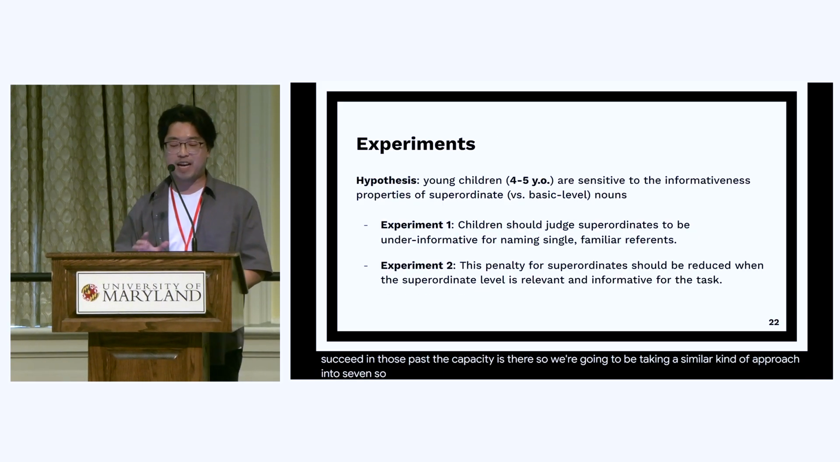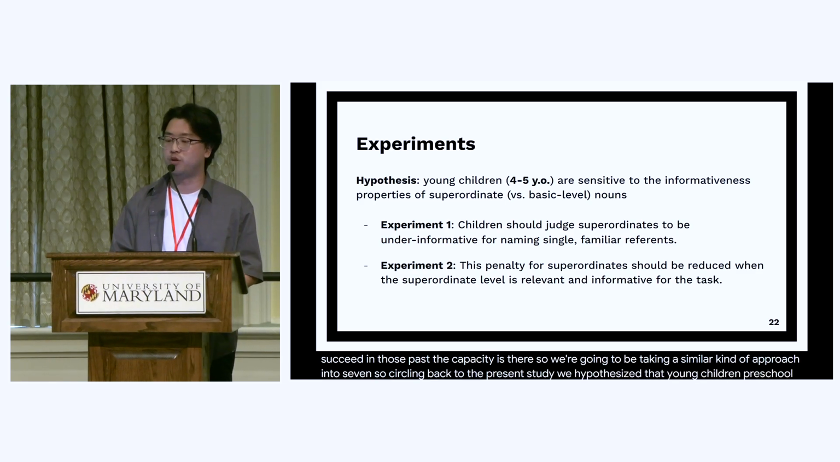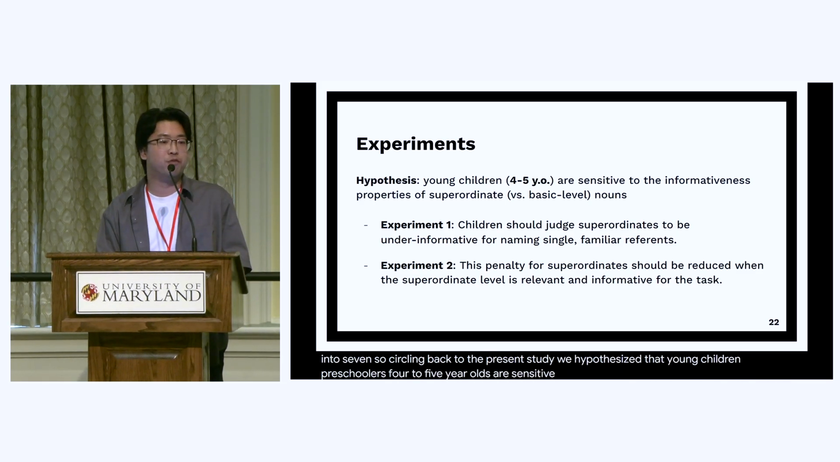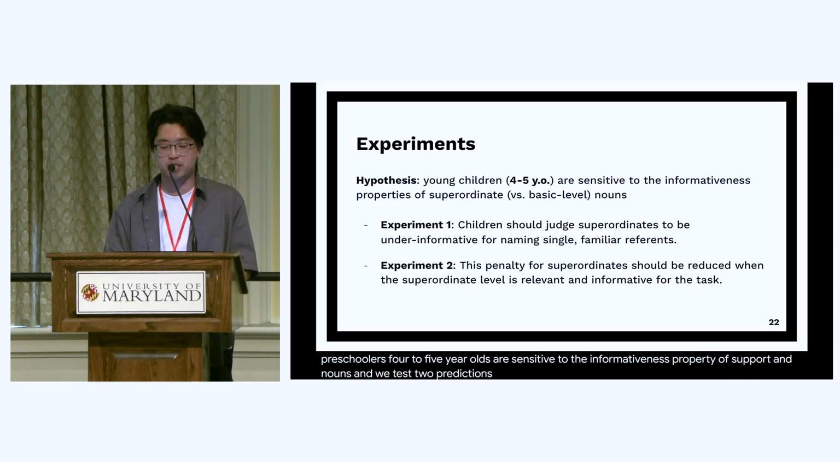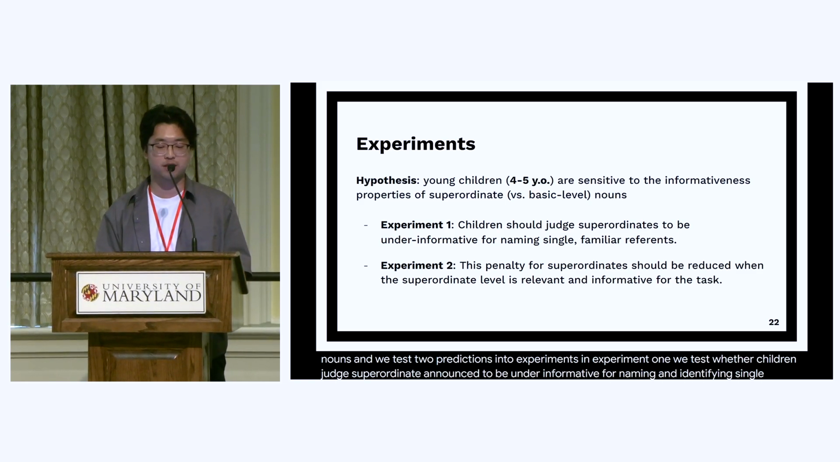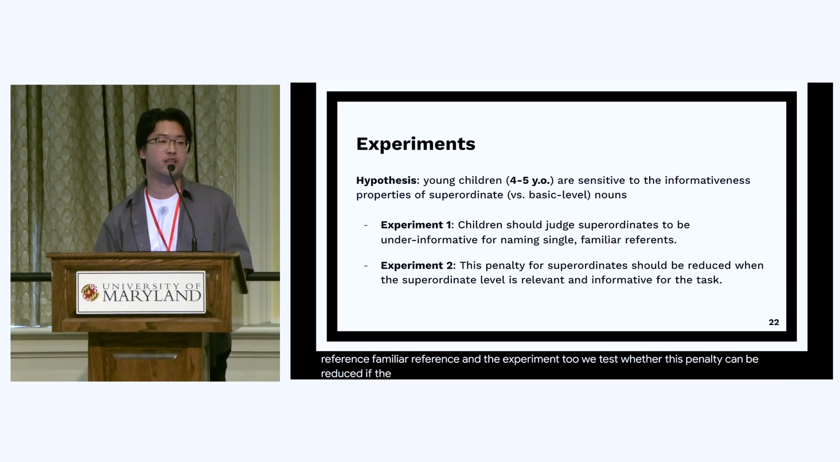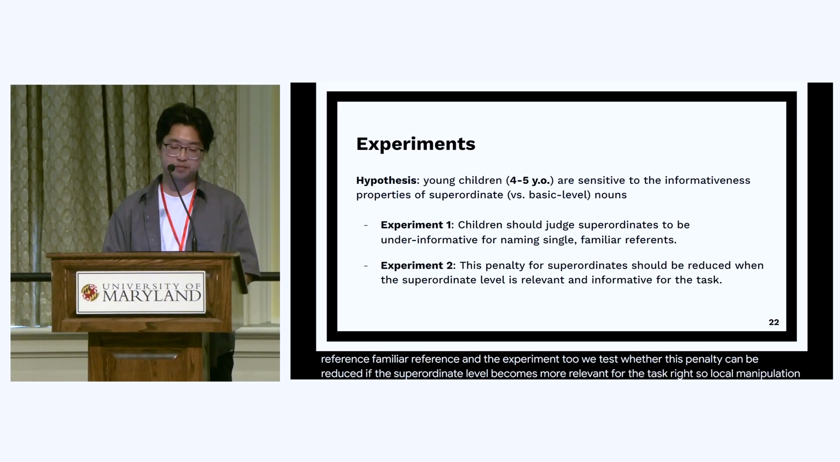So circling back to the present study, we hypothesized that young children, preschoolers, 4 to 5-year-olds, are sensitive to the informativeness property of superordinate nouns. And we test 2 predictions in 2 experiments. In experiment 1, we test whether children judge superordinate nouns to be under-informative for naming and identifying single, familiar reference. And in experiment 2, we test whether this penalty can be reduced if the superordinate level becomes more relevant for the task, right? So a local manipulation.